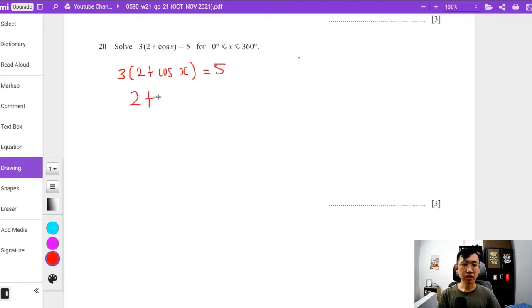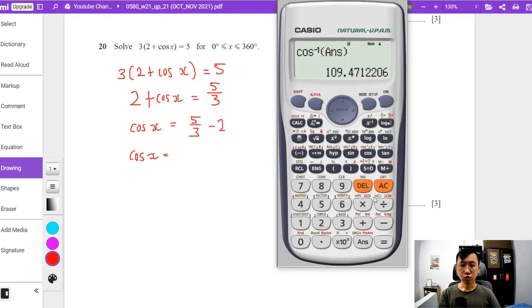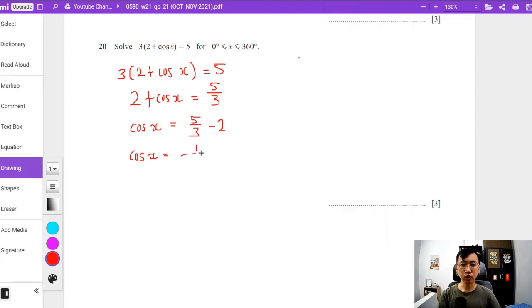So 2 plus cos x equals to 5 over 3, alright? 3, move it here. Next, these 2 you are free to move. I'm gonna move it over there. So cos x equals to 5 over 3 minus 2, alright? You are going to copy cos x first and use calculator to solve this. So teacher is going to use fraction 5 over 3 minus 2. Okay, find out. Okay, I can see negative 1 over 3, copy, negative 1 over 3.